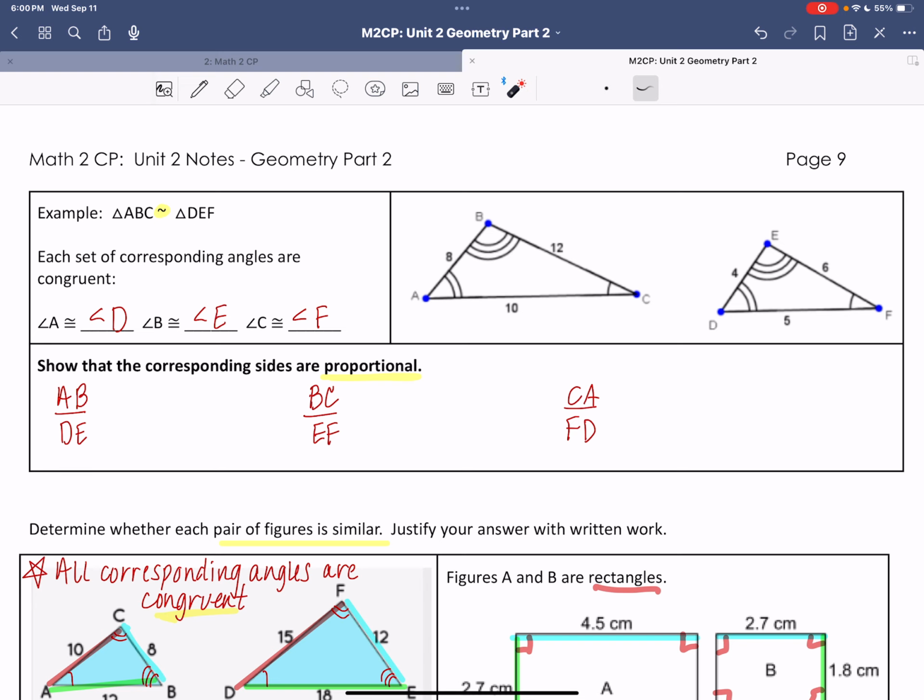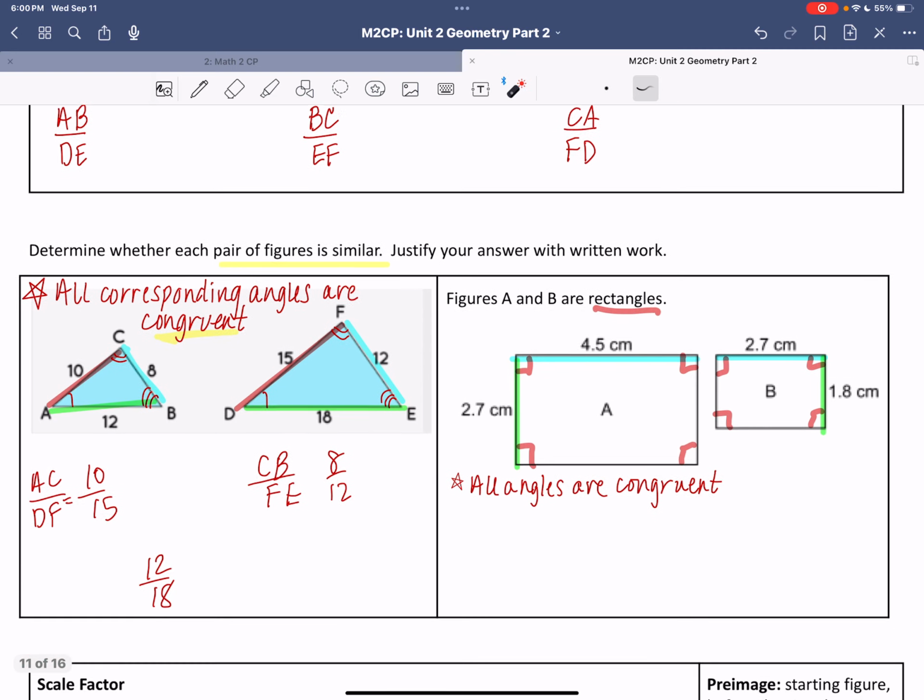So knowing this, we can start to set up corresponding sides to see if they're proportional. So since AB, the corresponding side, is going to be DE, and then you're going to go ahead and finish this, and then BC is right here, and that corresponds with EF, and then you have CA, which corresponds to FD. So you're going to finish this part to determine if it's proportional or not.